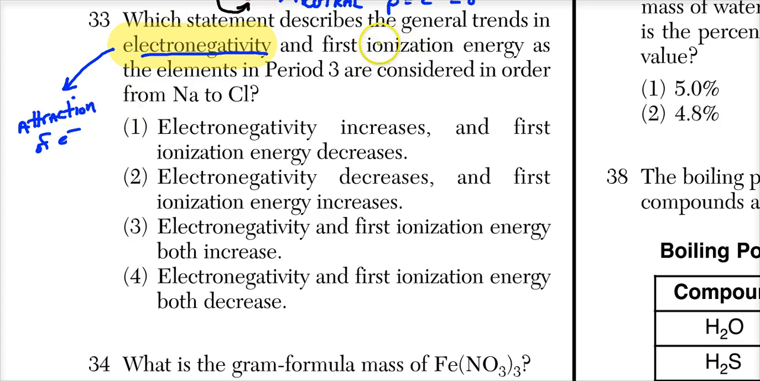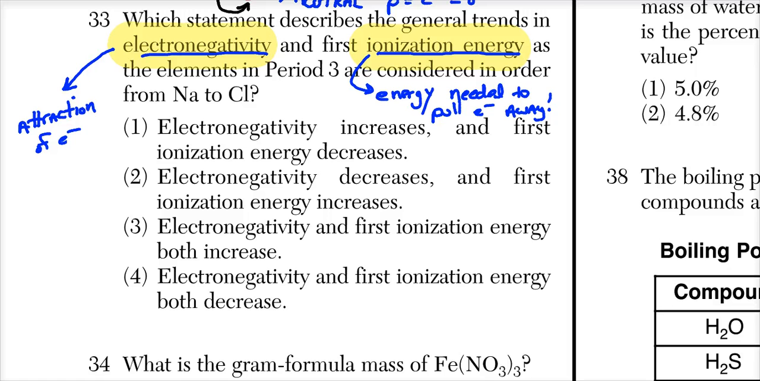Ionization energy is the energy needed to make a positive ion. So it's the energy needed to what? To pull electrons away from atoms, and you would make them positive. All right, now what the heck is period 3? Well, period 3 is row 3. So as we move from sodium to chlorine, we're going across the periodic table from left to right.